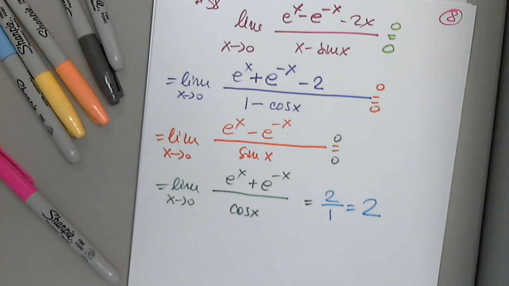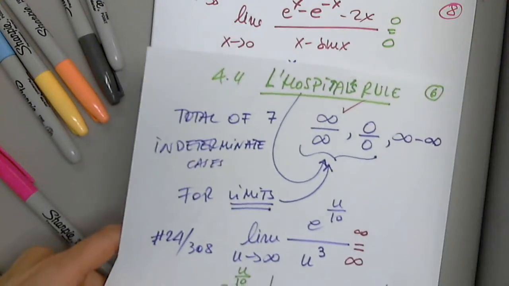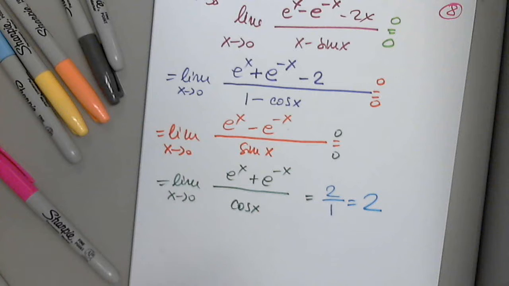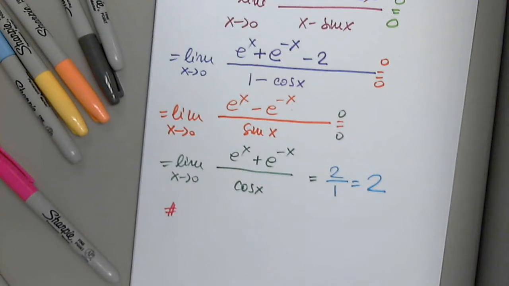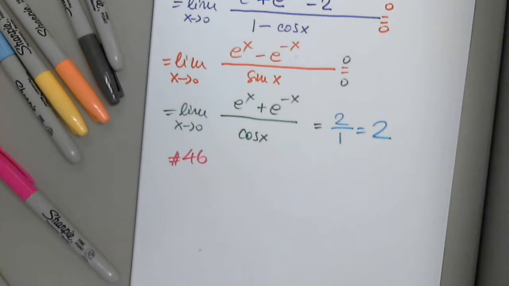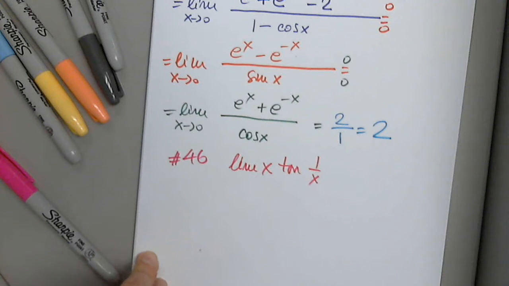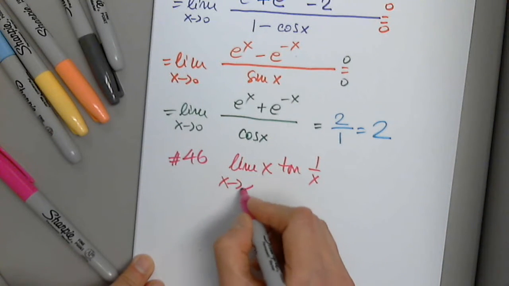Now we're getting into more complicated situations. So let's take a look at 46. So far we still have not seen more than 0 over 0 and infinity over infinity, and we've seen a long time ago infinity minus infinity. So let's look at 46. Same page. In 46 we have the limit of x tangent of 1 over x when x approaches infinity.